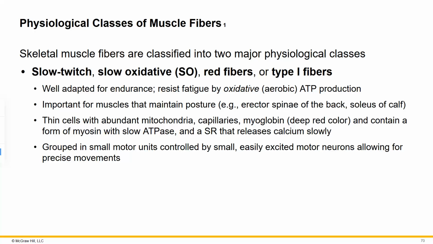They resist fatigue by oxidative ATP production. They're important for muscles that maintain posture. Thin cells with abundant mitochondria, capillaries, myoglobin, and contain a form of myosin with slow ATPase and an SR that releases calcium slowly. Grouped in small motor units controlled by small, easily excited motor neurons, allowing for precise movements.